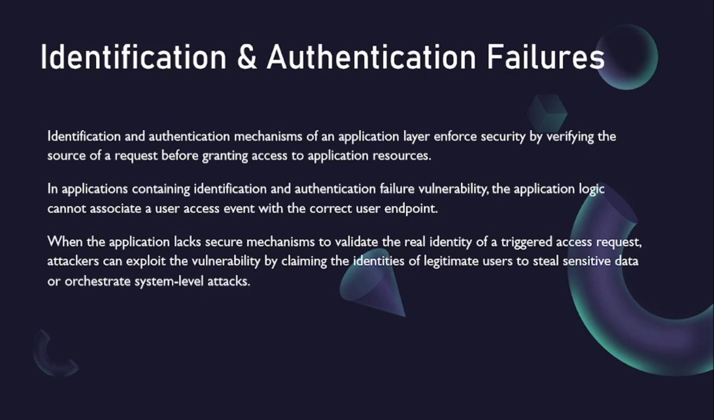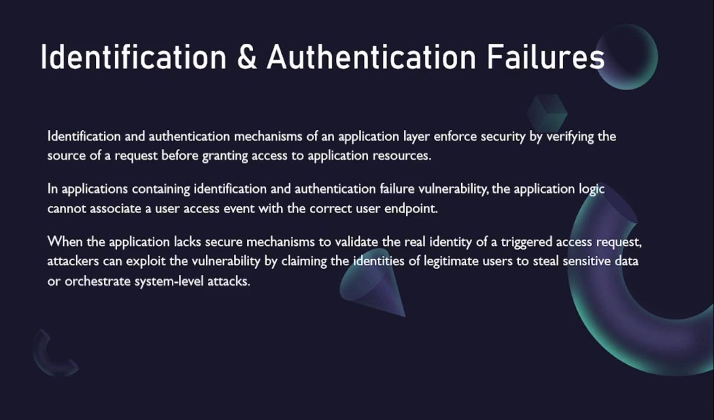Identification and authentication failures refer to vulnerabilities in the identification and authentication mechanisms of a system or application. These vulnerabilities can arise from a variety of causes, including the use of weak or easily guessable passwords, the failure to properly validate user credentials, or lack of secure authentication methods. The identification and authentication mechanism of an application layer ensures security by verifying the source of a request before granting access to application resources.